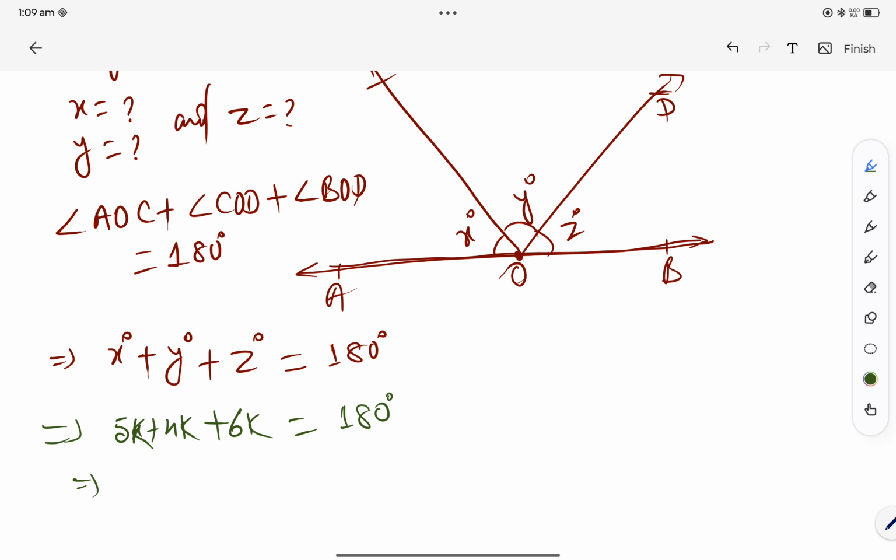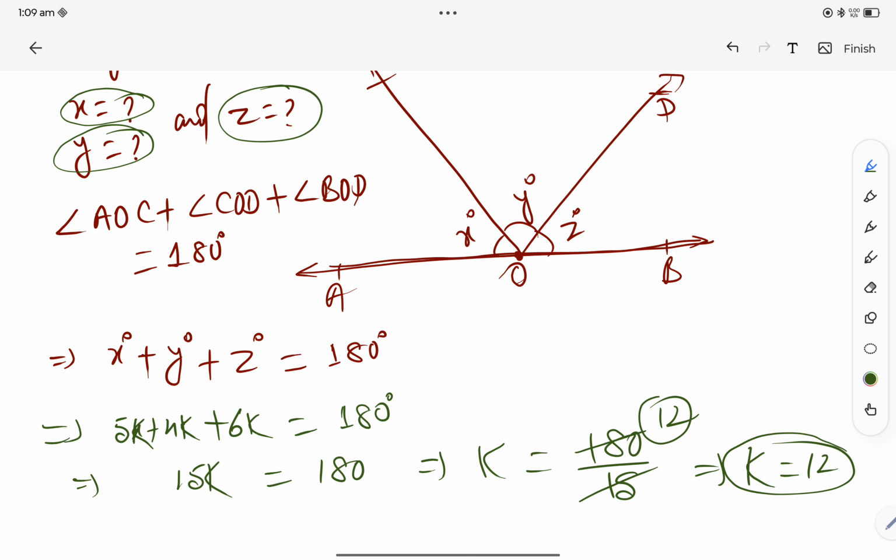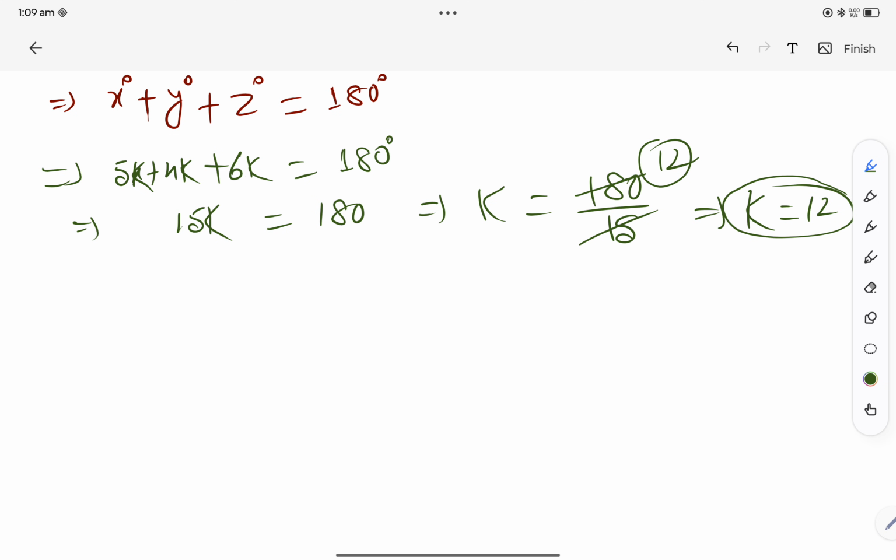Now 5k plus 4k is 9k, plus 6k, the sum is 15k, and 15k is equal to 180. So k is equal to 180 over 15, which gives you 12. So we have k is equal to 12. Now we have to find the value of x, y, and z. So let us substitute the value of k to get the value of x, y, and z.